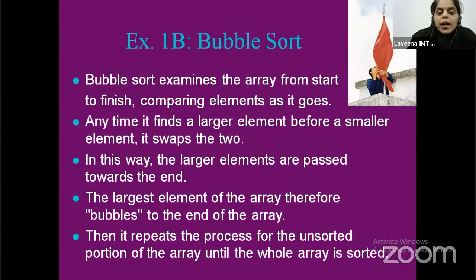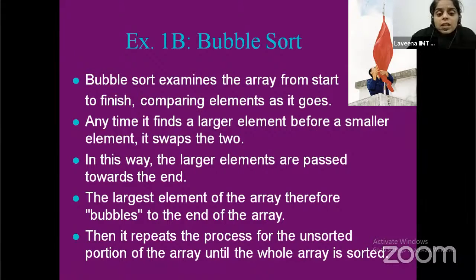Bubble sort examines the array from the start to the finish, comparing elements as it goes. Bubble sort, as its name suggests, works like a bubble. Suppose you have 10 elements in an array. You have to compare the first element with the second element. If the second element is larger than the first one, then it is okay. If it is smaller, then swap that element with the first element. Anytime it finds a larger element before a smaller element, swap the two.